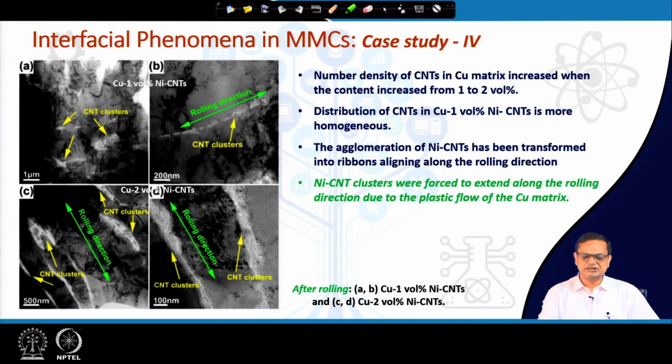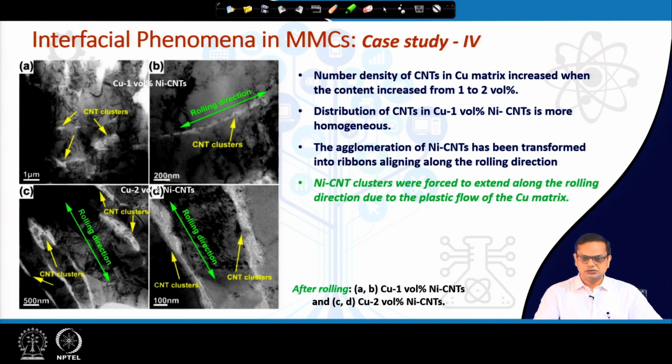So, that is what you are seeing from here, that nickel CNT clusters are forced to extend along the rolling direction due to the plastic flow of the copper matrix. Because of rolling, there is plastic flow of the copper matrix, and that leads to alignment of the carbon nanotube particles in between the copper particles in the direction of rolling. Okay.